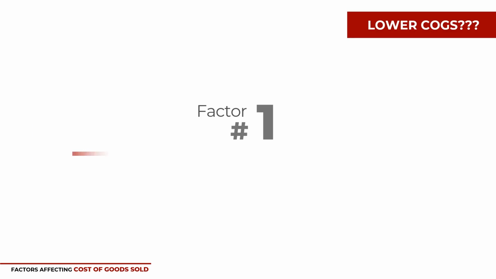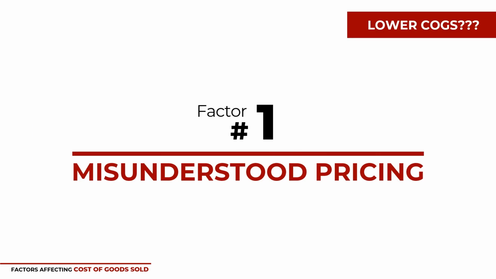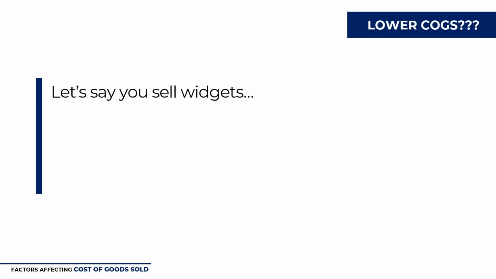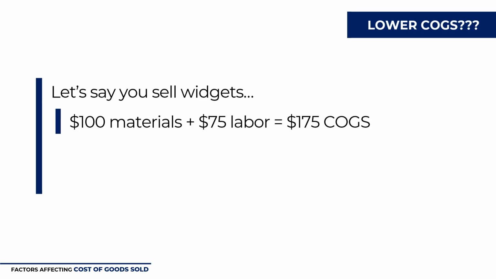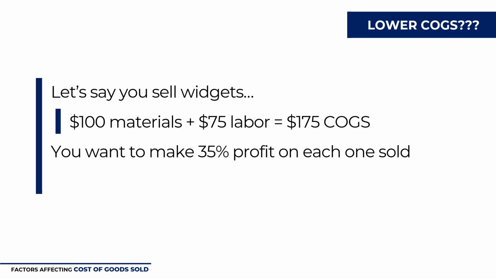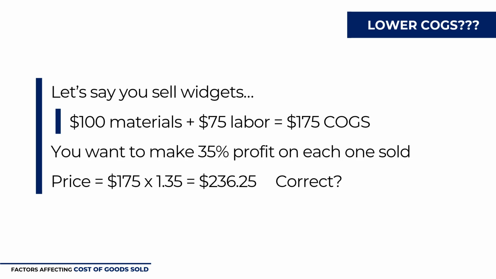Well, factor number 1 involves misunderstood pricing. I want you to consider this example. Let's say you sell widgets, and to build each widget costs you $100 in material plus $75 in labor. So your cost of goods sold equals $175 per widget. Now, you decide you want to make 35% profit on each widget you sell. So you multiply your $175 cost times 1.35, which equals a price of $236.25. This is how most business owners set their product or service pricing.